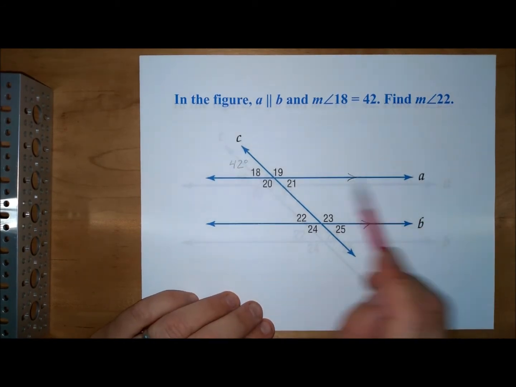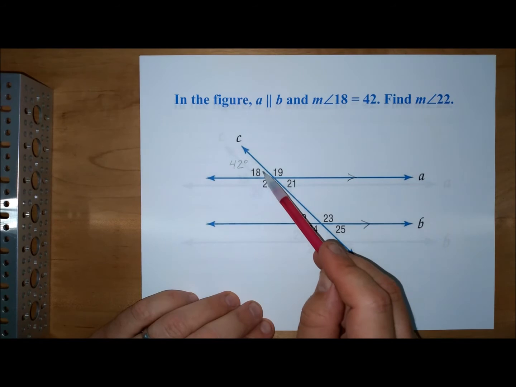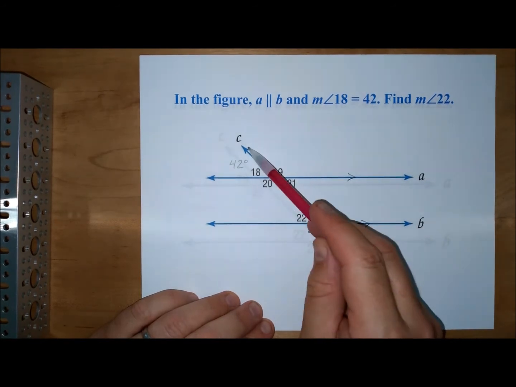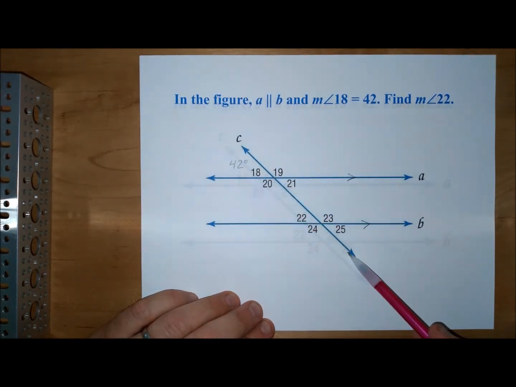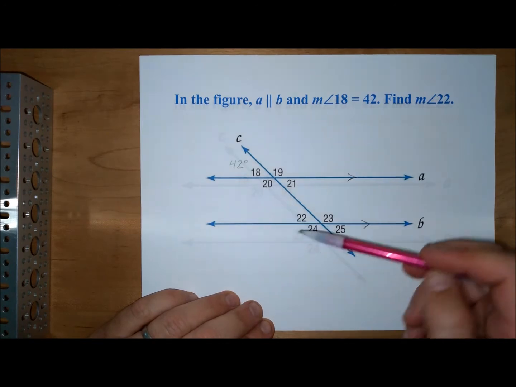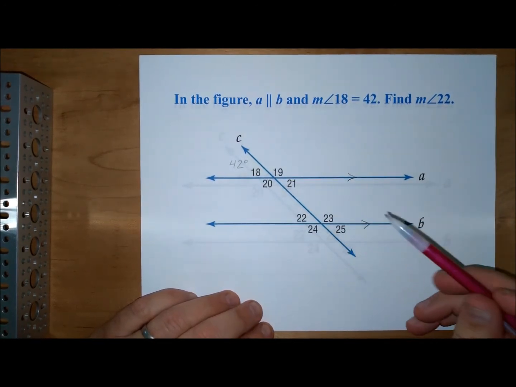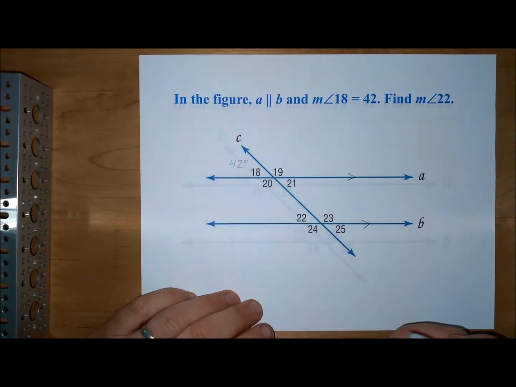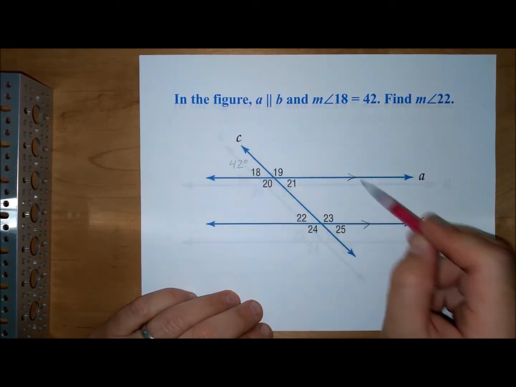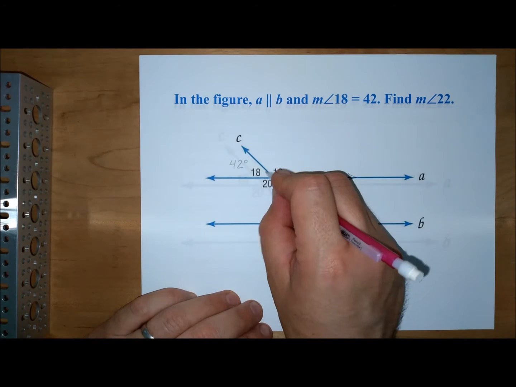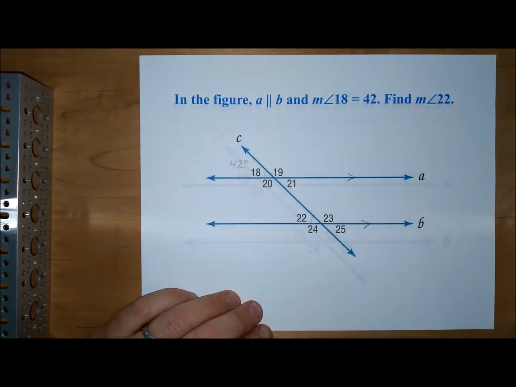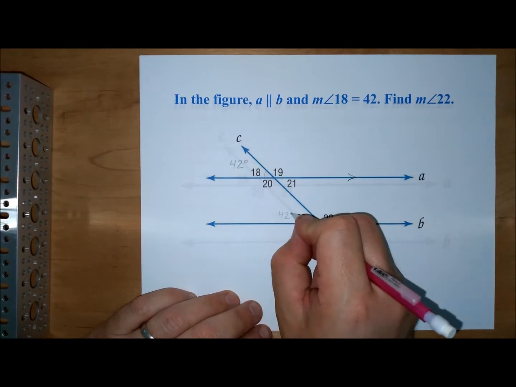Well, what's the relationship between angle 18 and angle 22? They're both on the same side of the transversal. They're both on the upper side of their corresponding lines, on the same side of their corresponding lines. So those are corresponding angles. And when the lines that form them are parallel, we know they are congruent, and therefore angle 22 is going to be 42 degrees.